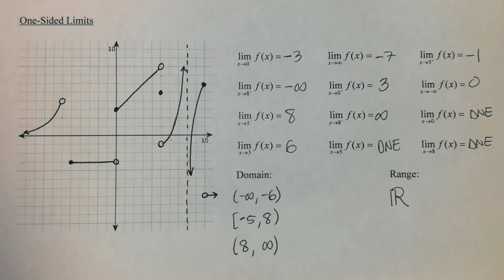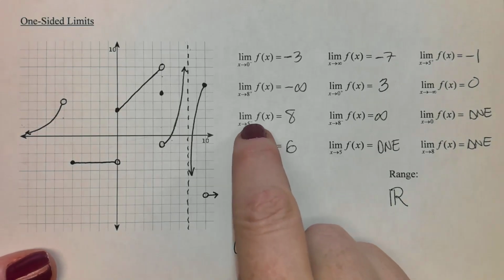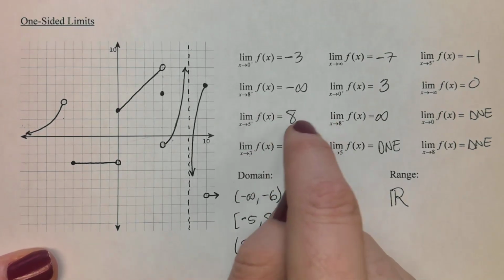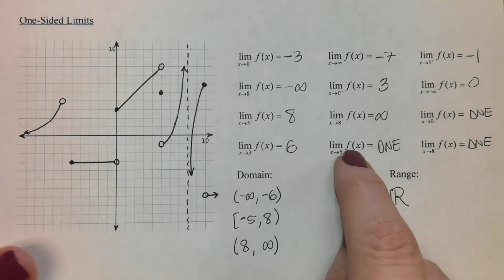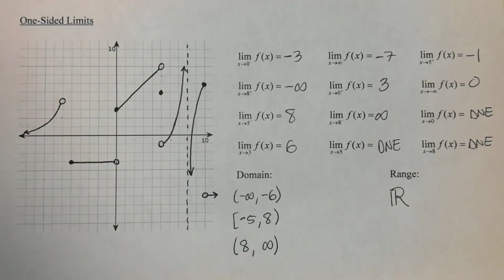You're just approaching from only one side. As long as you're approaching from only one side, you will always have a limit. The only time you have D&E is when you are not approaching from one side, because that requires both of your fingers to come together and meet.